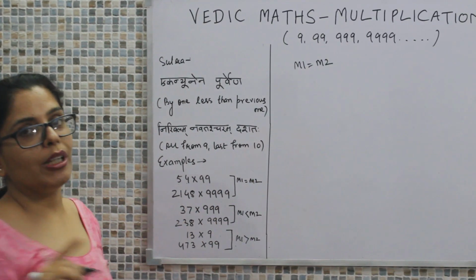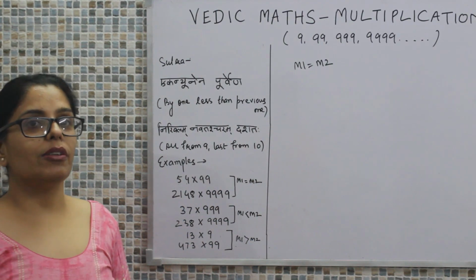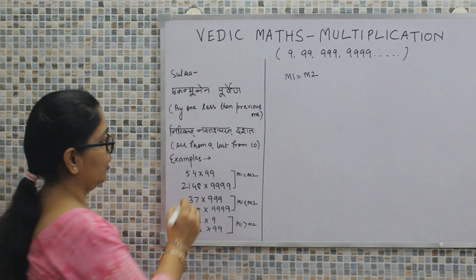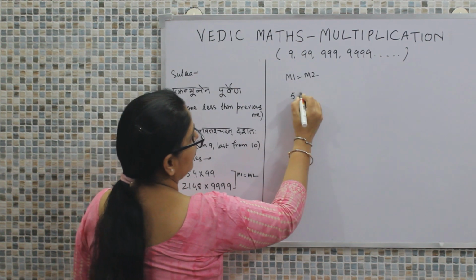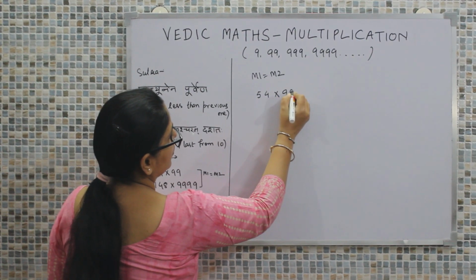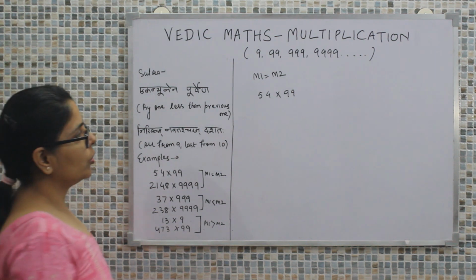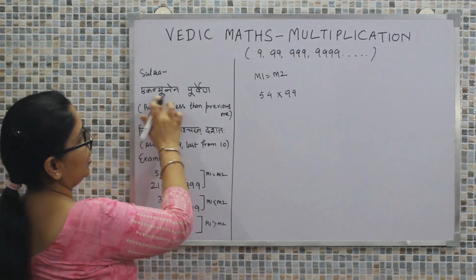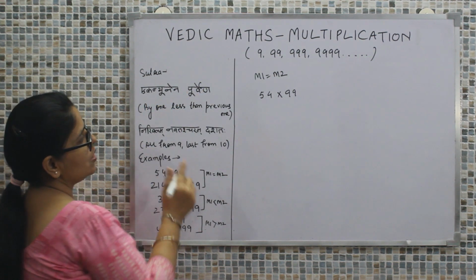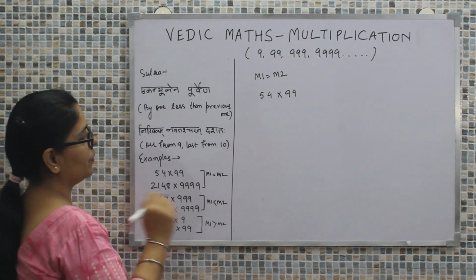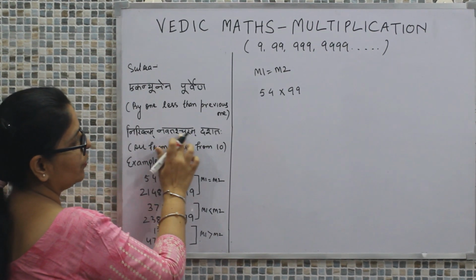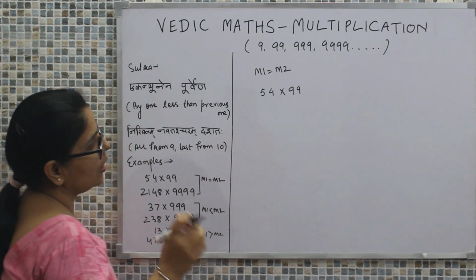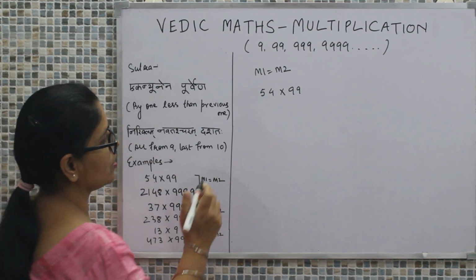What do we mean by M1 equal to M2? The number of digits in the first multiplier is equal to the number of digits in the second multiplier. Let's take the first example, 54 into 99. Here we will be using two sutras. The first is Ekanyunena Purvena, that is, by one deficient than the previous one, and Nikhilam Navatashcaramam Dashatah, that means all from 9 and the last from 10.